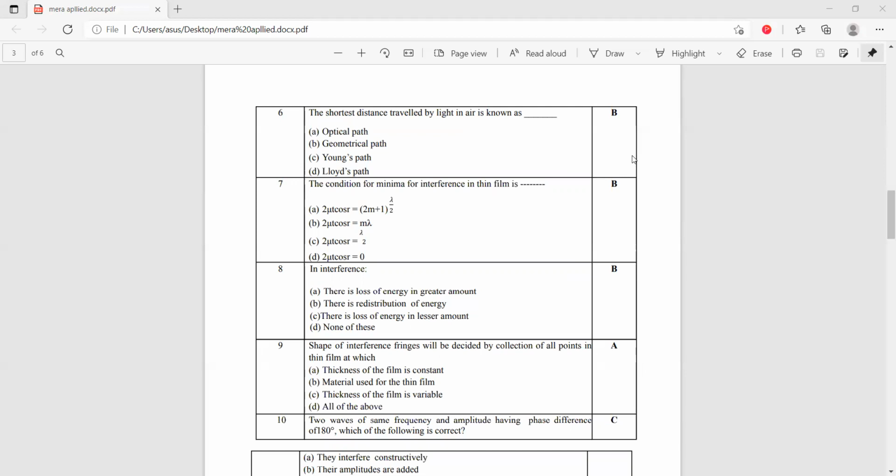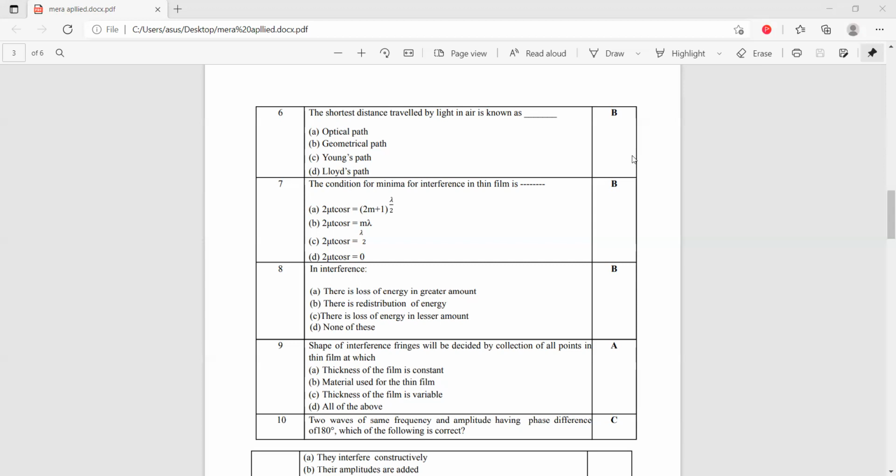Moving on to question number 7. The condition for minima for interference in the film is, or options are, option A 2 mu t cos r equals 2m plus 1 lambda by 2. Option B, 2 mu t cos r equals m lambda. Option C, 2 mu t cos r equals lambda by 2. And option D is 2 mu t cos r equals 0. So the correct answer is D. That is 2 mu t cos r equals m lambda.